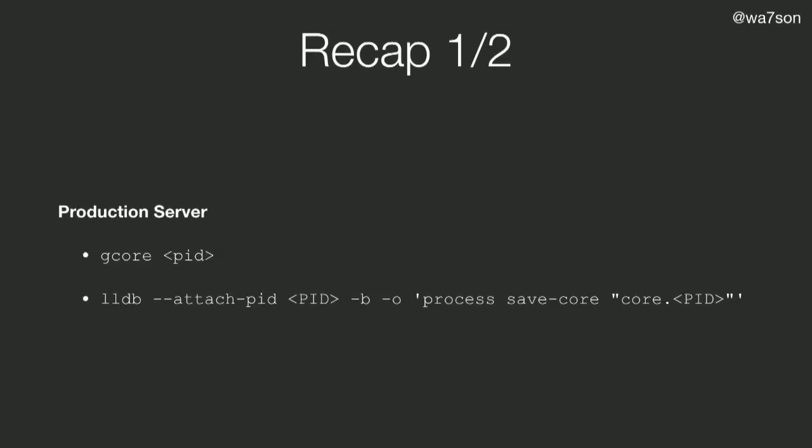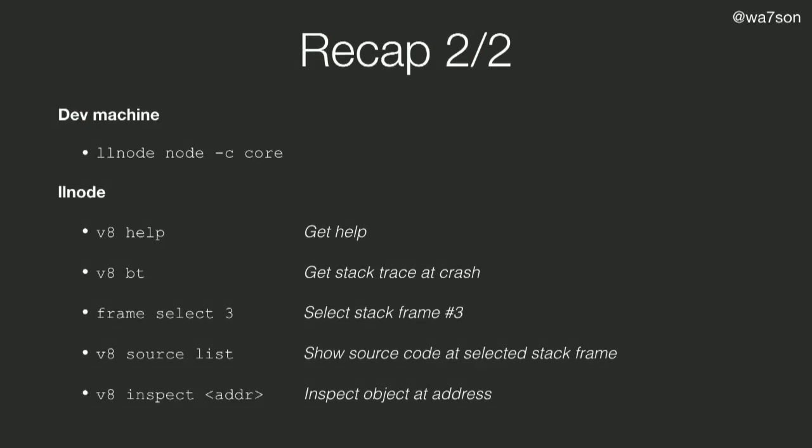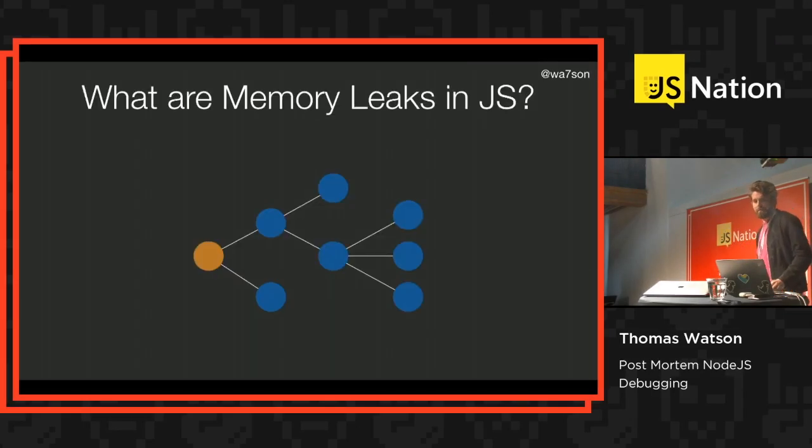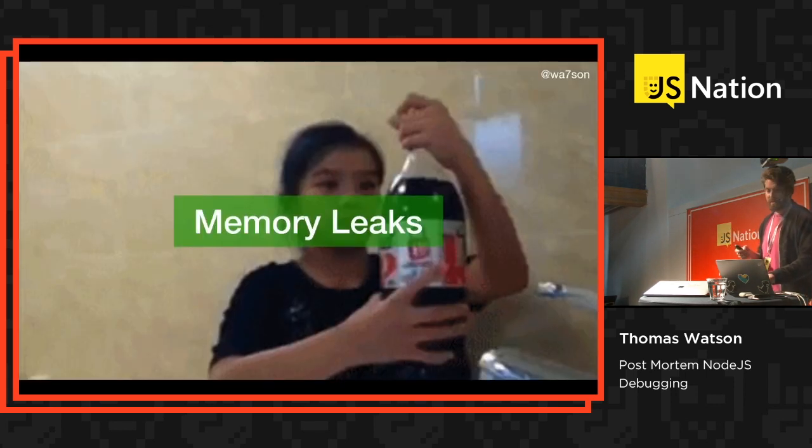So to recap, I'm not going to go that deeply into these slides, but they are here so that if you look at the slides later, you can see all the commands. You either run gcore or LLDB to generate the core dump on the running process, and then you start llnode with the commands we saw before. You can write frame select and v8 source list and v8 inspect, etc.